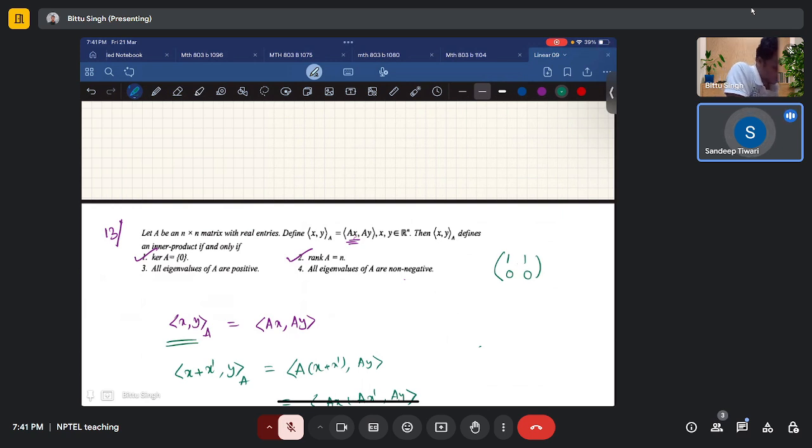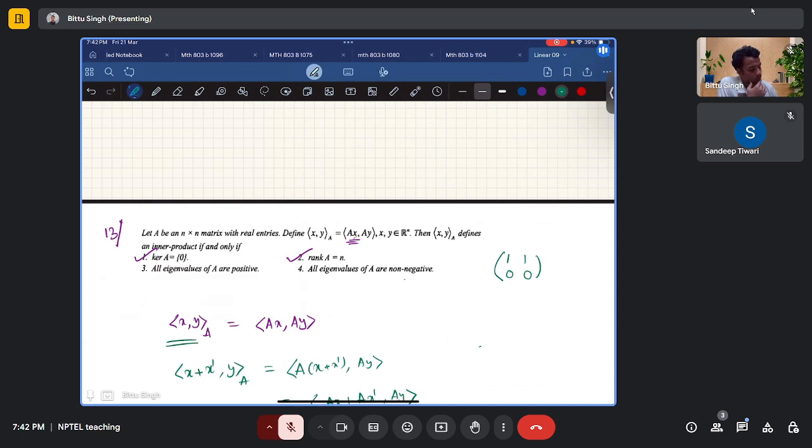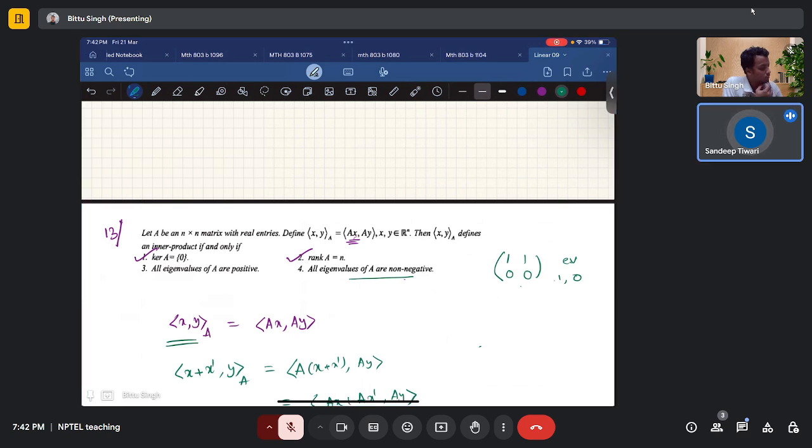Sir, this is not the case, sir. Sir, it is simply saying that it defines an inner product if and only if all eigenvalues of A are positive. Sir, if we can give some matrix whose eigenvalues are some positive and some negative, then this will not hold. Yes. So this will give a counter example for option 4, right? Here we can see all eigenvalues are non-negative. Yes, sir, 1 and 0. But there should be -1, sir, because he is saying non-negative.